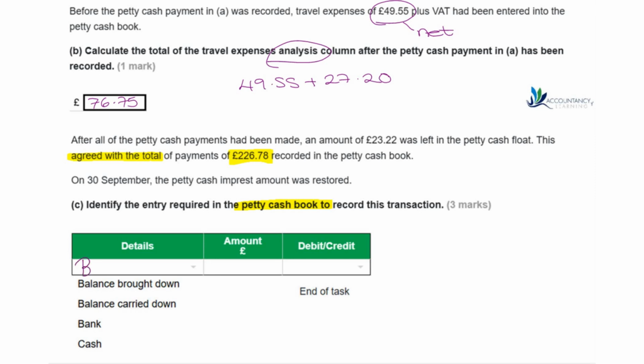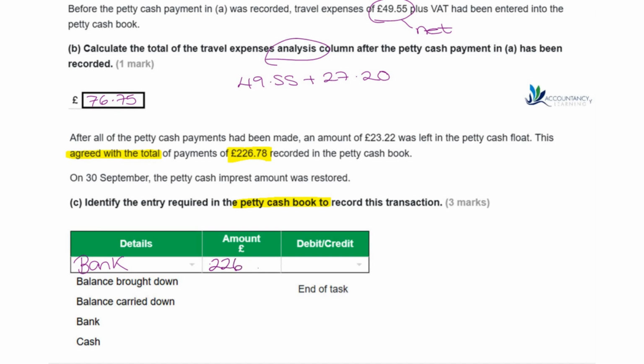So it's going to come from the bank, 226.78, and we're debiting the petty cash account to increase the balance, so increase the asset. That completes task 8.